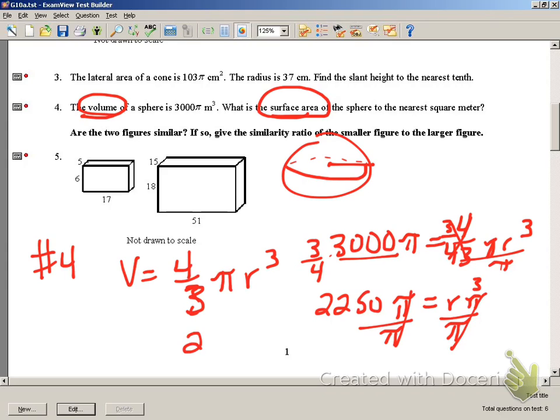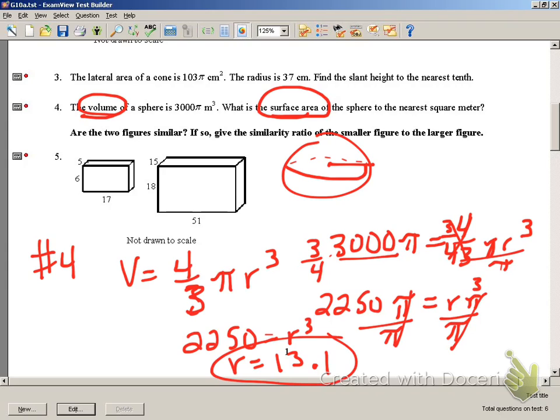So then 2250 is equal to r cubed. Remember, r cubed is what number multiplied times itself 3 times gives us 2,250. Most of you have calculators to take the cube root of a number. Alright, so our radius is approximately 13.1. But we're not done.